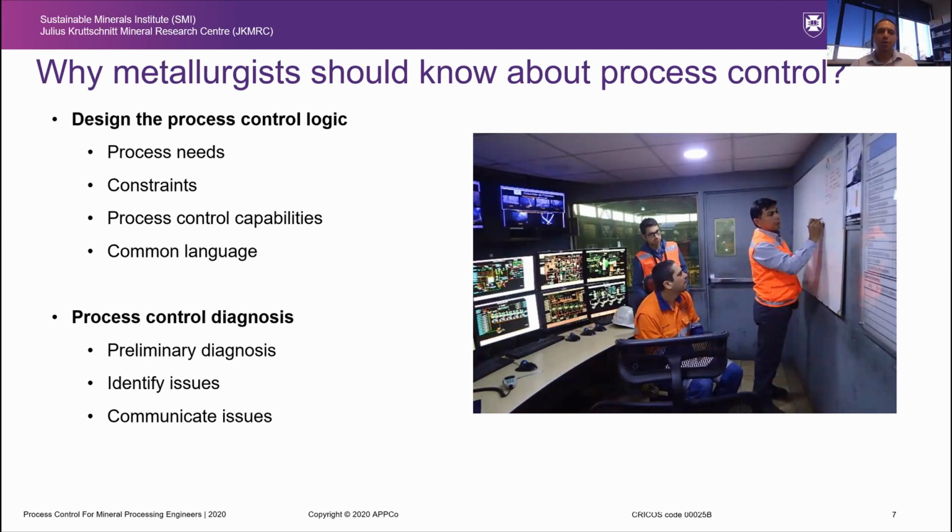While we are looking after the safety and the environmental aspects, we want to make sure that we design the control logic in a way that caters for the process needs as well. And that's the key point. When you involve metallurgists who have a good understanding of the process, they can guide the control logic to look after the process needs and take care of the constraints that the process has.